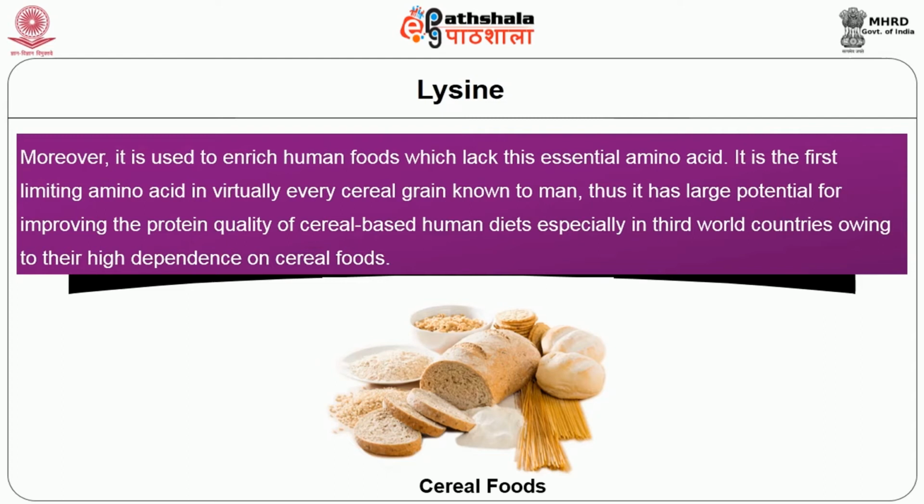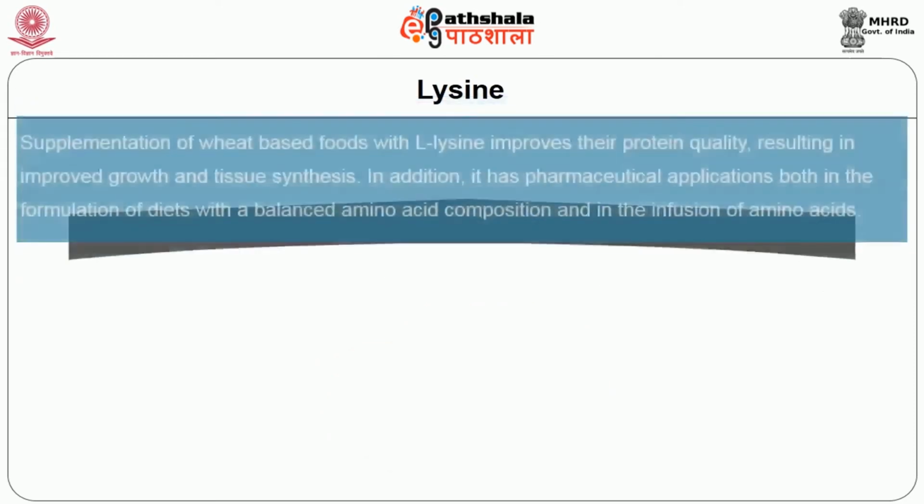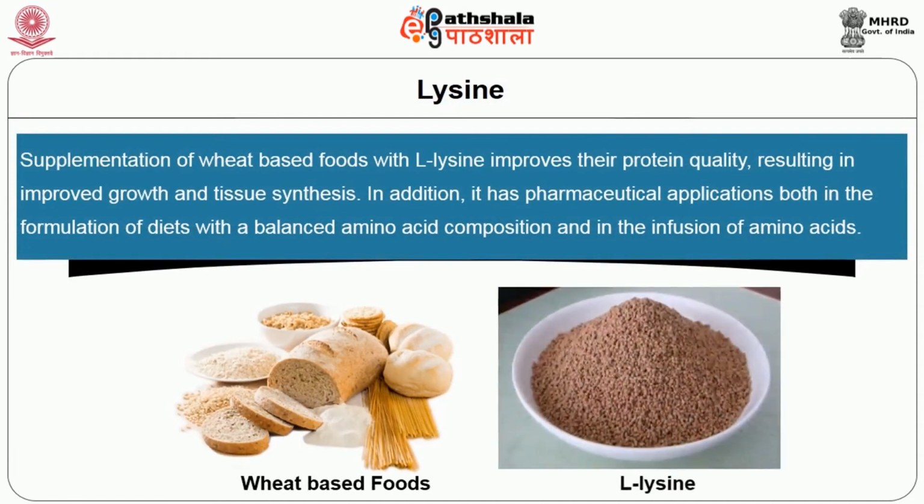It is the first limiting amino acid in virtually every cereal grain known to man. Thus, it has large potential for improving the protein quality of cereal-based human diets, especially in third world countries, owing to their high dependence on cereal foods. Supplementation of wheat-based foods with L-lysine improves their protein quality, resulting in improved growth and tissue synthesis. In addition, it has pharmaceutical applications both in the formulation of diets with a balanced amino acid composition and in the infusion of amino acids.